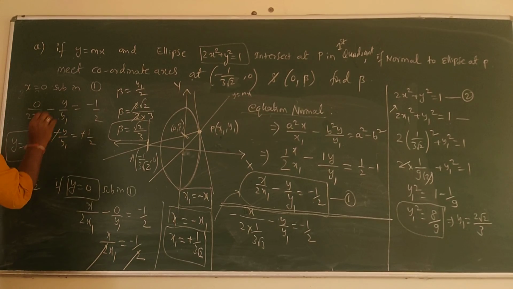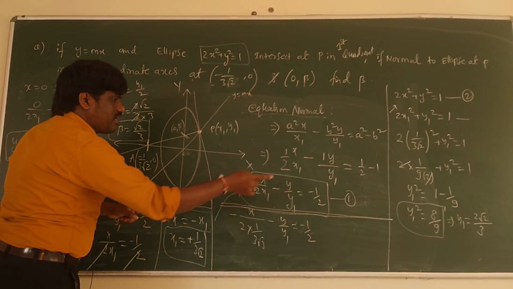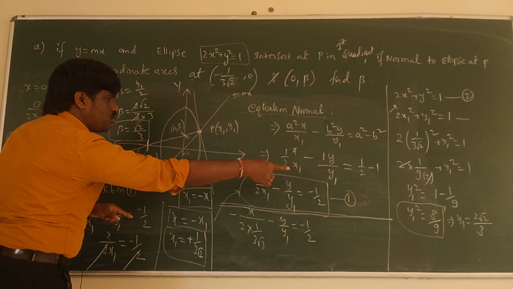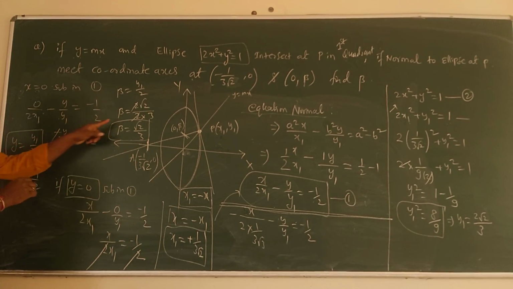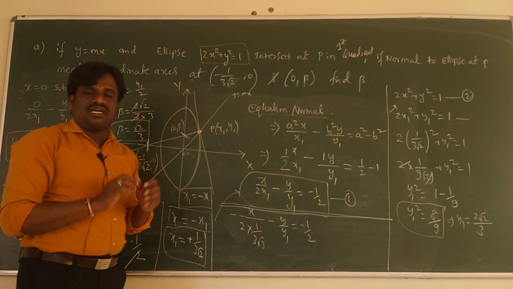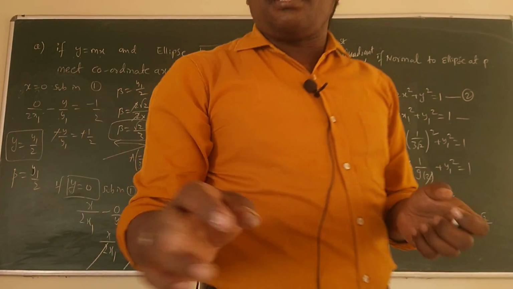And this normal is also intersecting the y-axis. So we substituted x is equal to 0. So y value we got as y1 by 2. So beta is equal to y1 by 2 we got. So y1 value, whatever you have, y1 value 2 into root 2 by 3, we substituted in this. So we got the beta value is 2 by root 3. This is the answer. Hope you have understood. We'll see the next question.